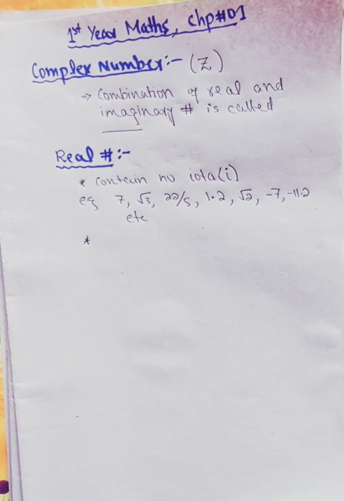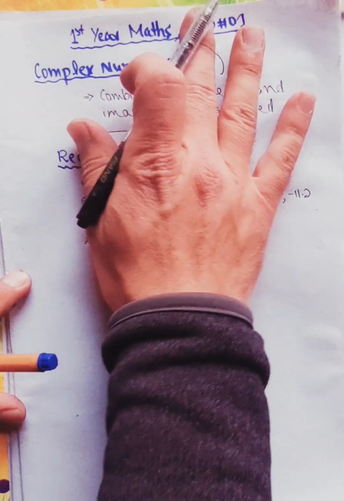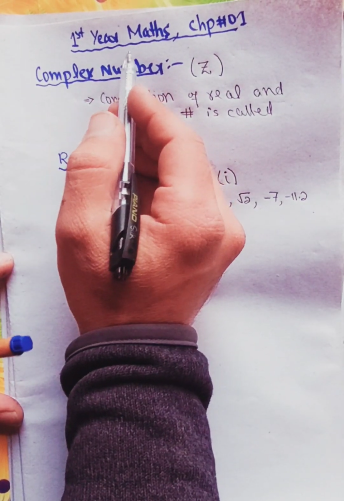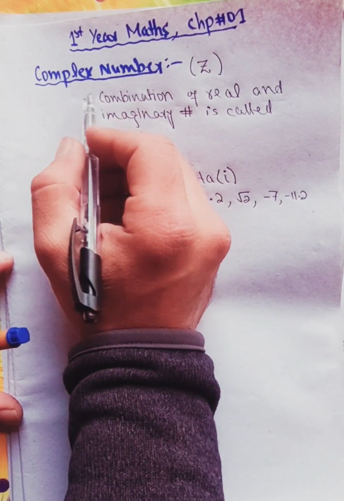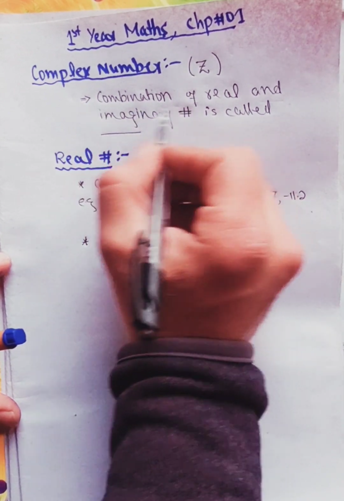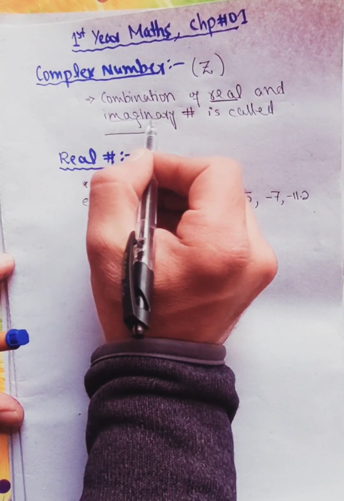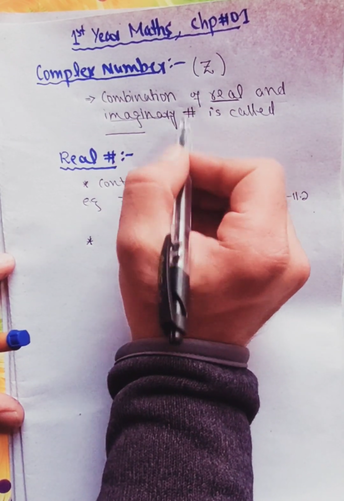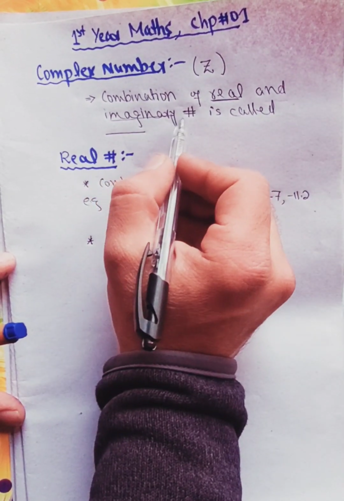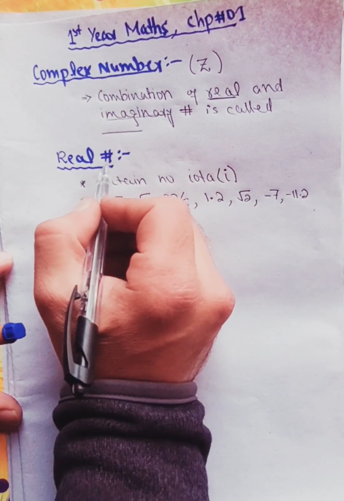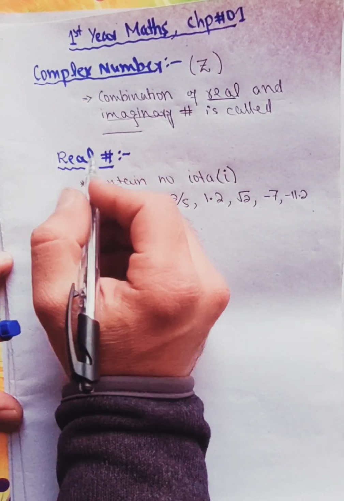Today I am going to start chapter number one, that is complex number, from first year mathematics. So what is complex number? Complex number क्या है? वो नंबर जिसमें रियल नंबर भी हो और इमेजिनरी नंबर भी हो. Imaginary number के लिए I will use this symbol. So I think it would be better, before explaining complex number, to briefly explain the real number.